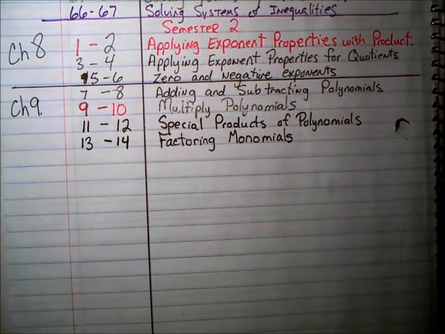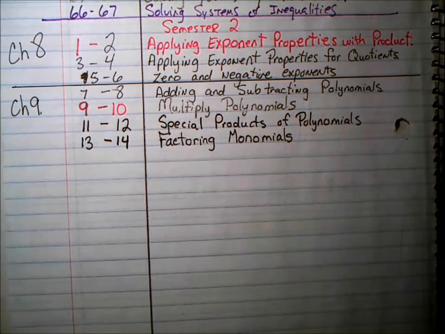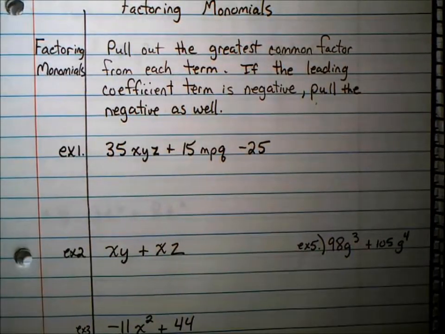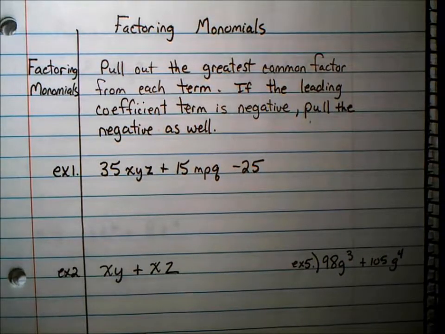Okay, Chapter 9, here's our fourth note. It says factoring monomials, page 13 and 14. Okay, so we're going to start with factoring monomials. This is going backwards from multiplying that we've done for the past 2 weeks.